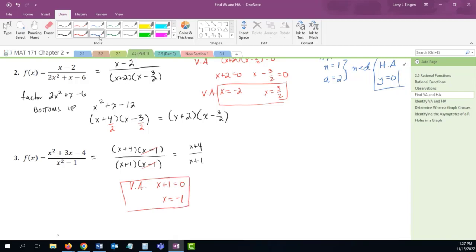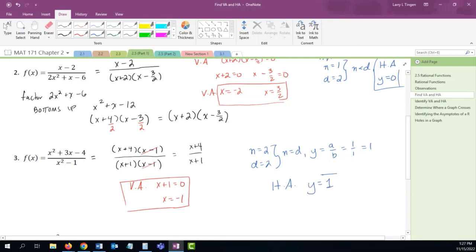Okay. Horizontal asymptote. If I start over, the degree of the numerator is 2, and the degree of the denominator is 2. Whenever the degrees are equal, there's a horizontal asymptote at the ratio of leading coefficients. Both of these have a leading coefficient of 1. So that means I'm looking at a horizontal asymptote of 1. All right, questions?